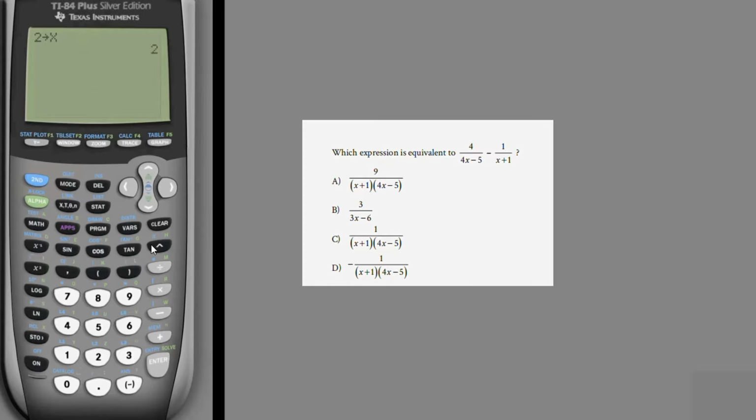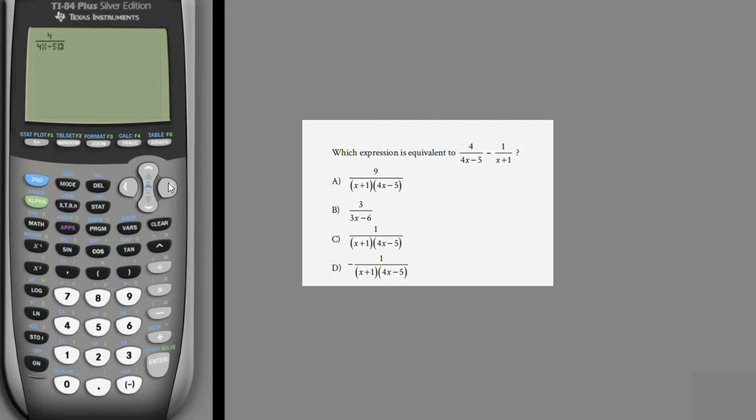So let's use this stored value to evaluate the question. It's in fraction, so press math, go to number, scroll up under this fraction icon, then we have the question, right? 4 over 4x minus 5.